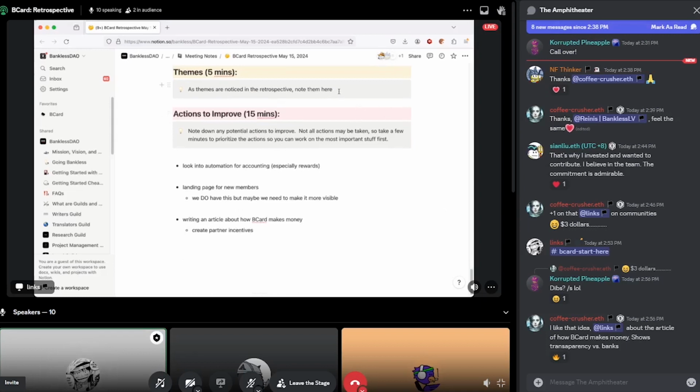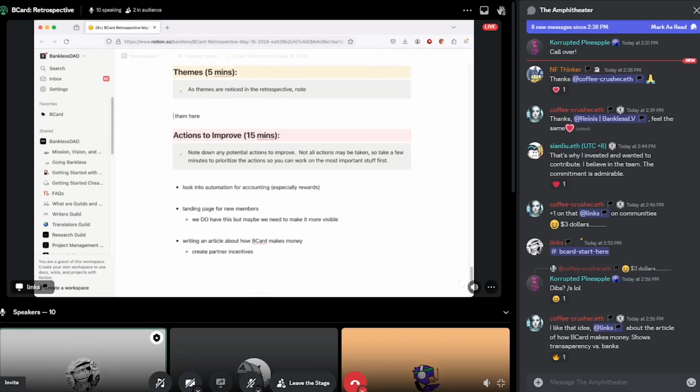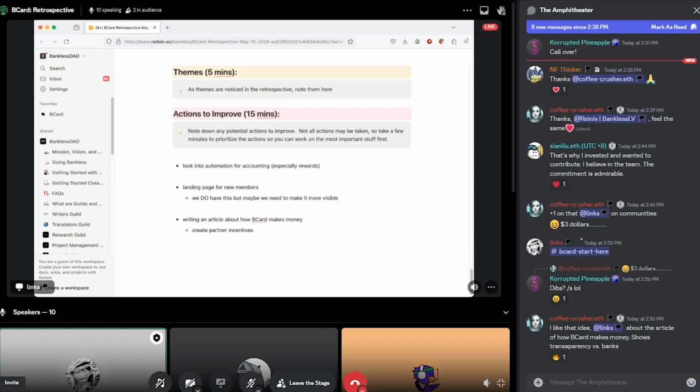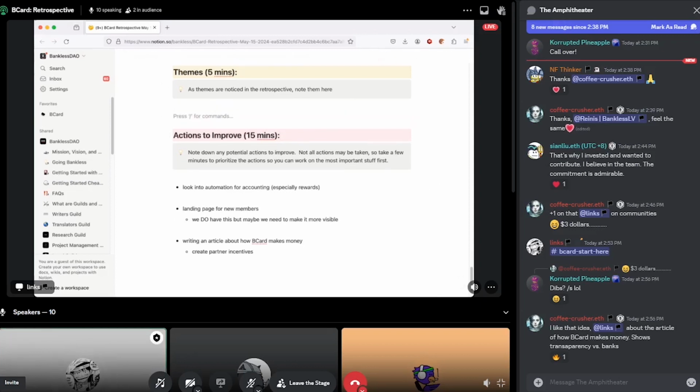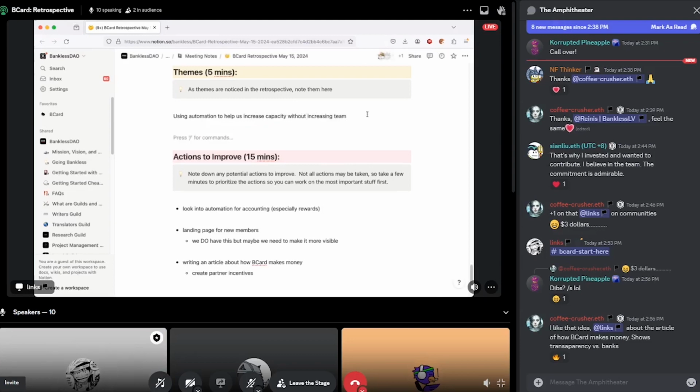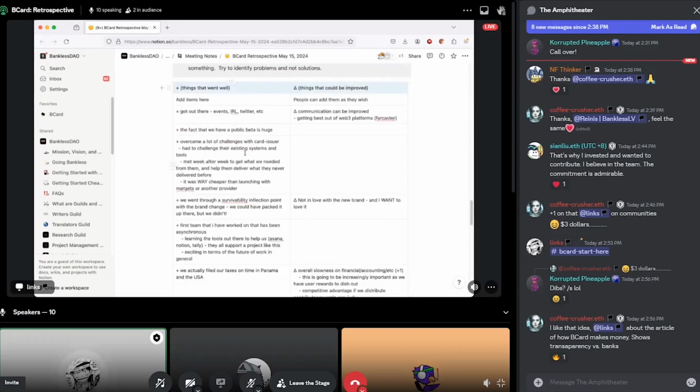In terms of themes, I'll look for some, but I think some of the themes include things like using automation to help us increase capacity without increasing team. What else? Other kinds of things. Any themes anyone wants to call out?